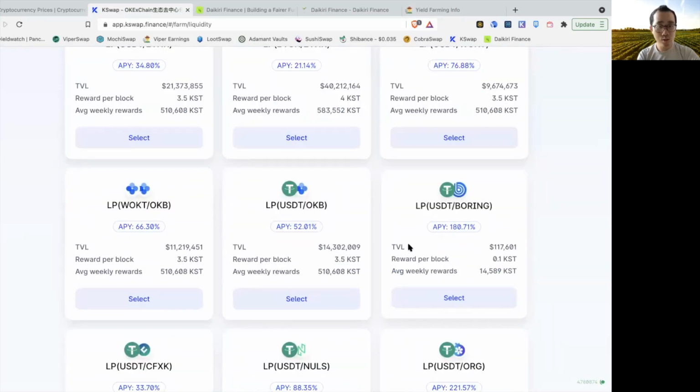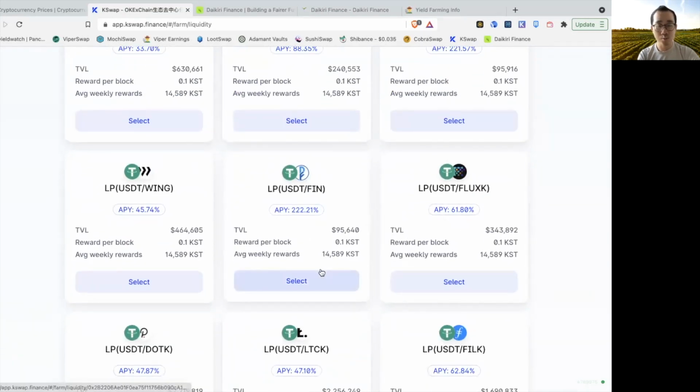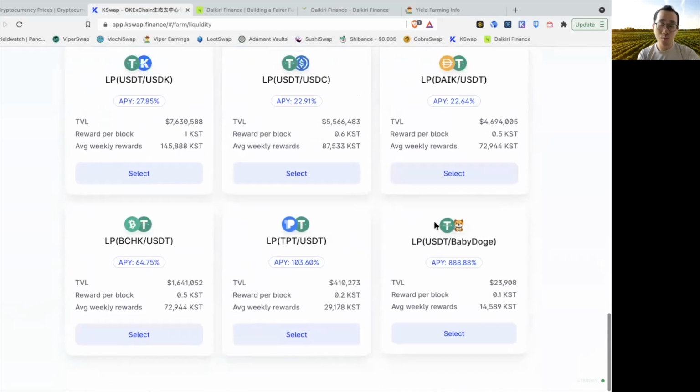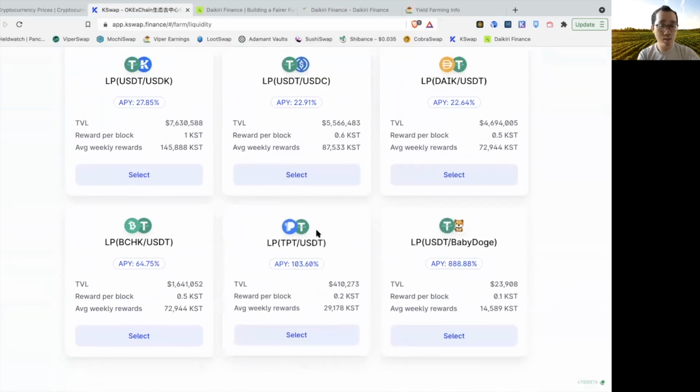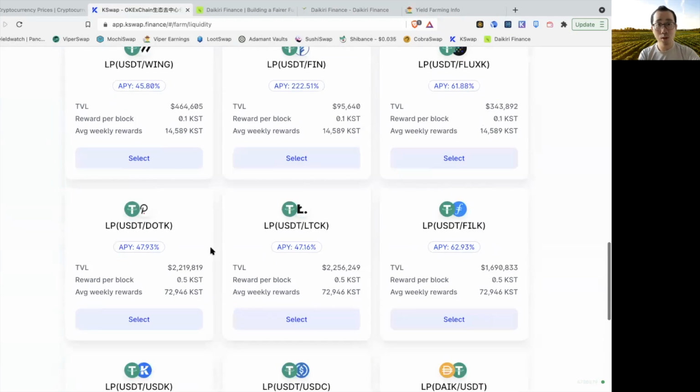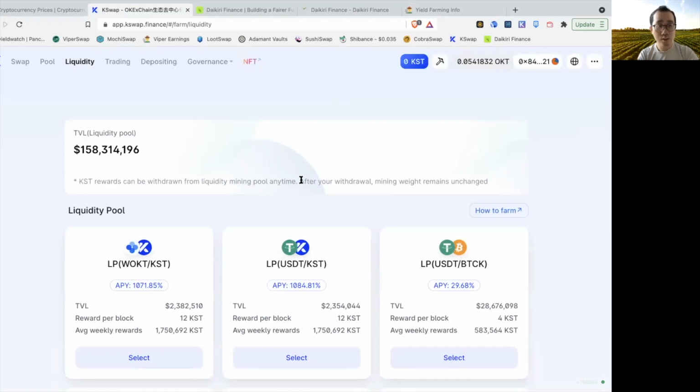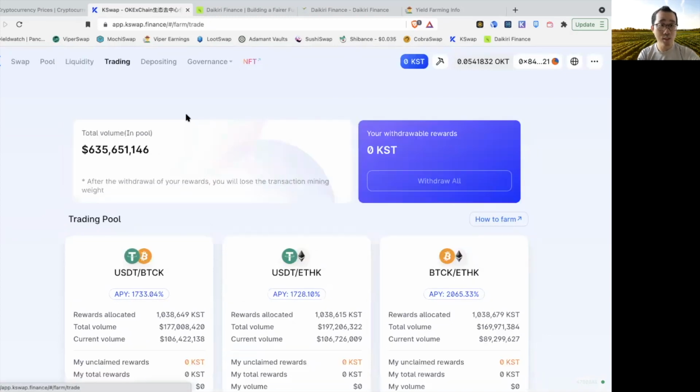On first sight, you might look at these APRs or APYs and think, these are APRs by the way, it's not APY, but one might look at these and think that, well, this is not very high, is it? 64.75%. I mean, it is a blue chip coin-ish, it's Bitcoin Cash, but the APYs are not very high. Well, there's another part of this KSwap farming to be taken into consideration, and that is trading farming.